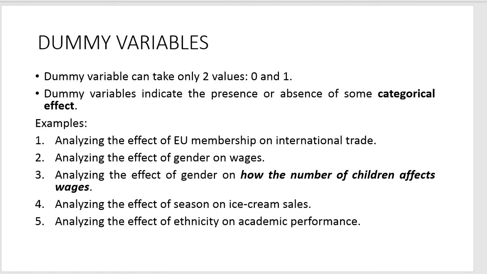You can analyze the effect of gender on how the number of children affects wages. So basically, the effect of gender on the effect of the number of children on wages. You can analyze the effect of season on sales, like ice cream sales. And let's say the effect of ethnicity on academic performance. Of course, the scope of potential use of dummy variables is not limited to what I have listed here. Those are just the examples we're going to analyze in this video.